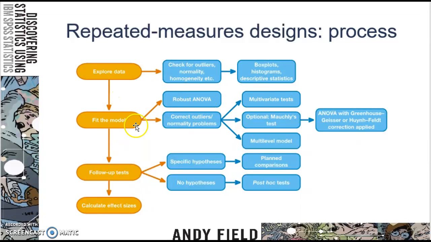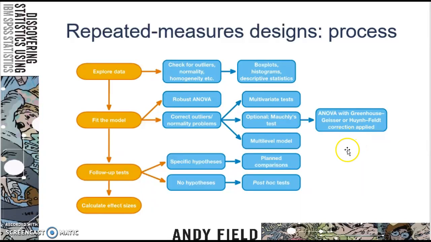And then you're going to fit your model and you're going to run your robust ANOVA. You're going to correct for outliers if, based on this initial check, that is not corrected. All right. And so from that, you're going to have a multivariate test. You can do the Mauchly's test. Remember the Mauchly's test to see if the data are spread equally, even though they're going to have different means across time. And if that is significant, then you're going to choose the Greenhouse-Geisser or the Huynh-Feldt.